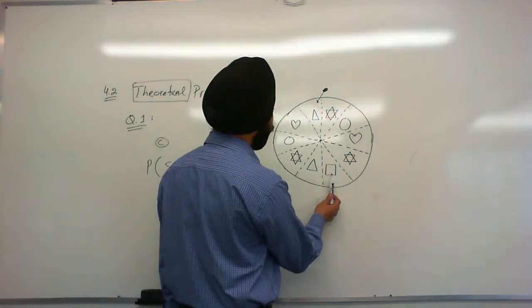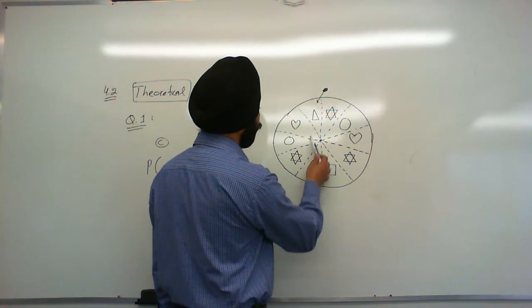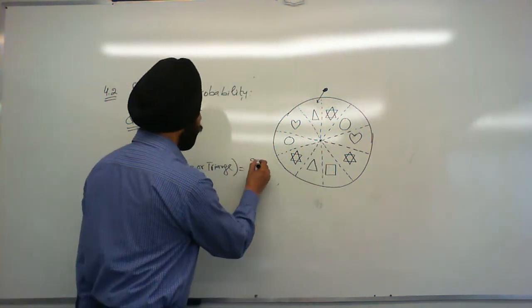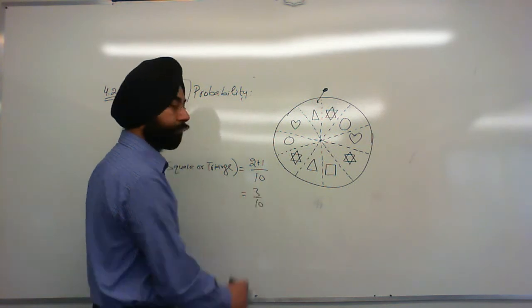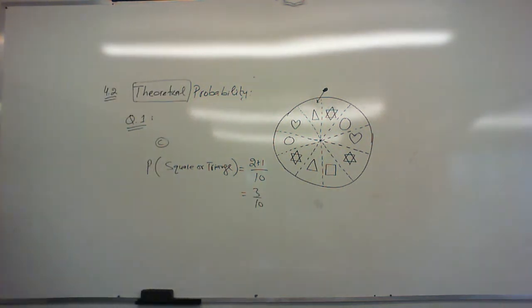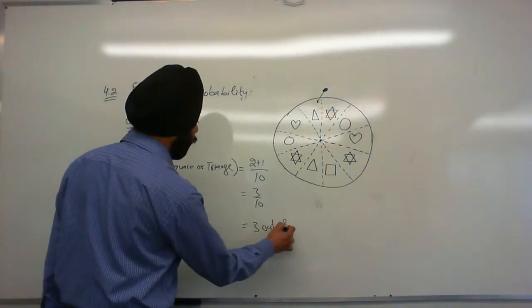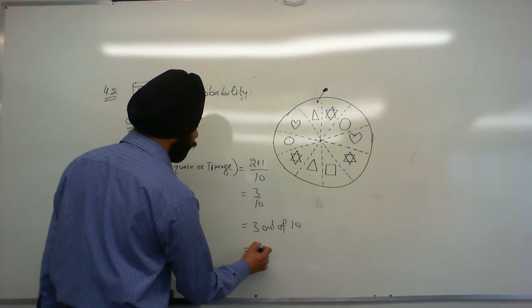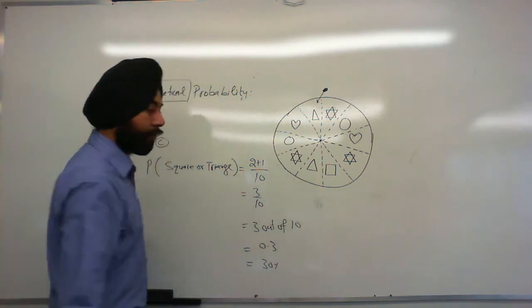How many squares are there? Just 1. And how many triangles? 2. So 2 plus 1 divided by 10. It's 3 out of 10. Right? Which is equal to 3 out of 10, or it's equal to 0.3, or it's equal to 30%.